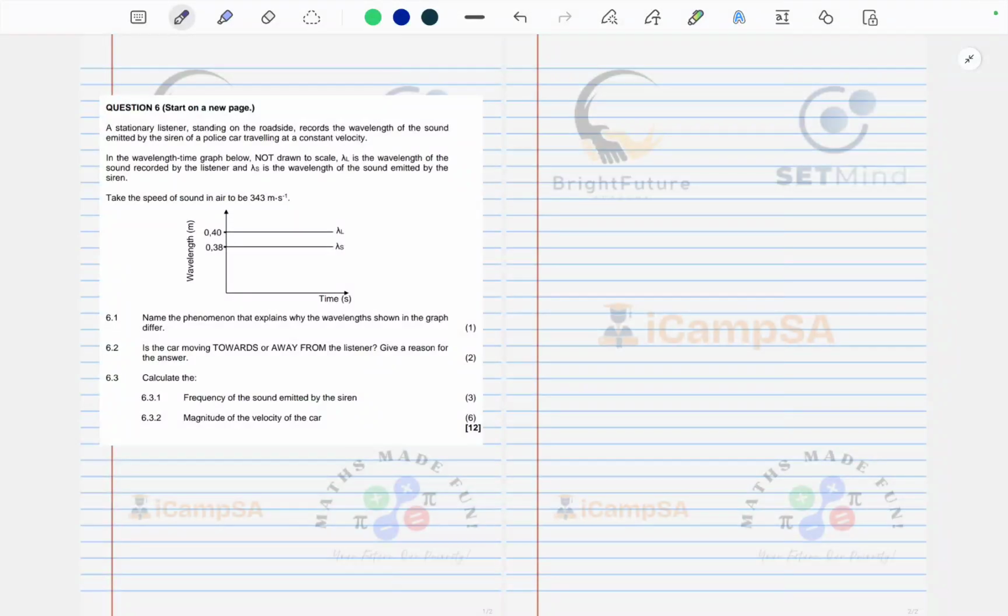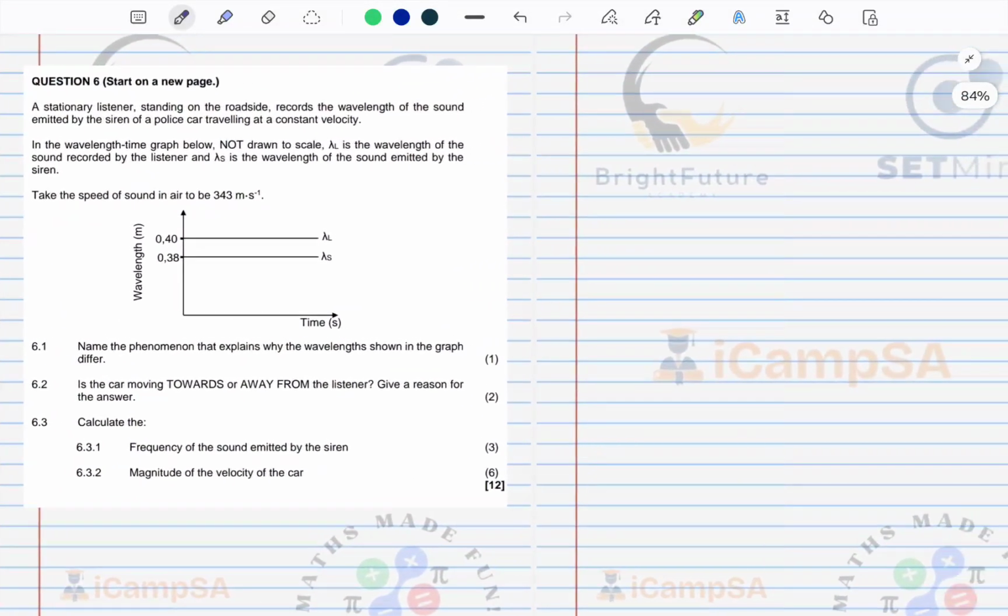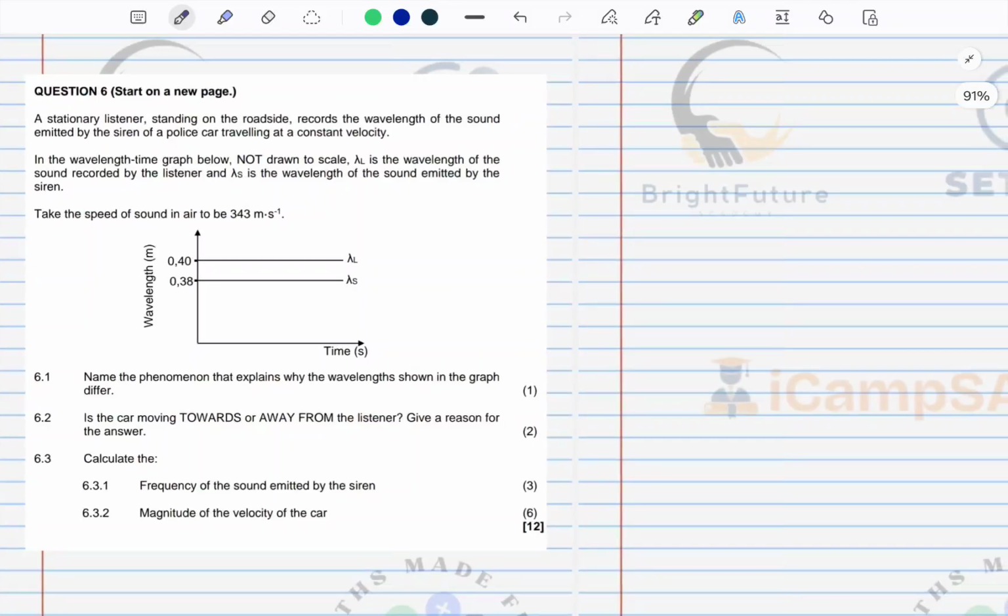Greetings once again. Let's look at another question from an exam question paper. Here they're saying a stationary listener, so let's keep note of the things. This is a stationary listener, which means the listener is not moving, standing on a side road, and records the wavelength of sound emitted by a siren of a police car traveling at a constant velocity. So now that means the car is moving.